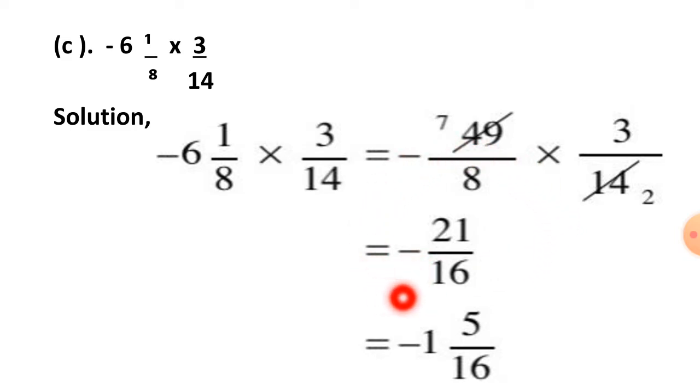So now we are going to change this improper fraction into a mixed fraction. The answer will be minus 1 and 5 over 16.